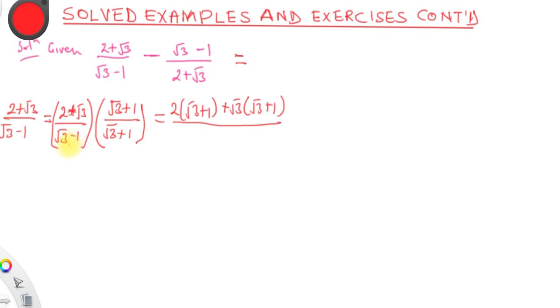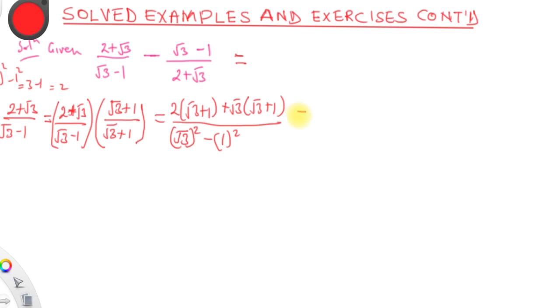They are conjugates. Therefore, their product is the difference of two squares. So the product is square root of 3 all squared minus 1 squared, which is 3 minus 1, which is 2. You get 2. So I'll write square root of 3 here, all squared minus 1 squared. Yes, so let me continue.